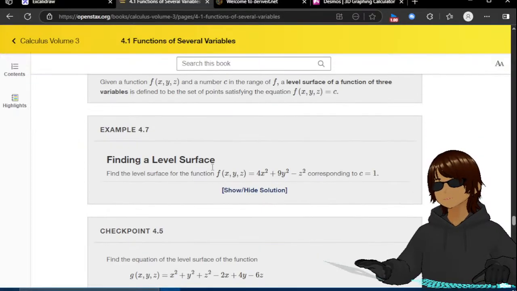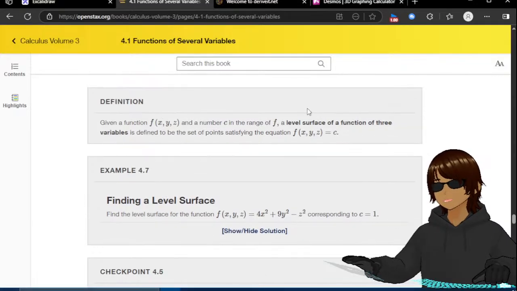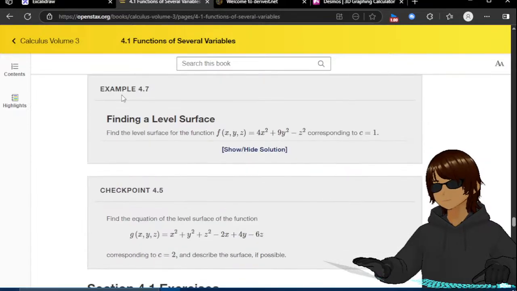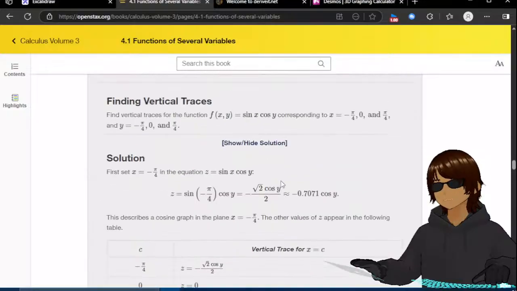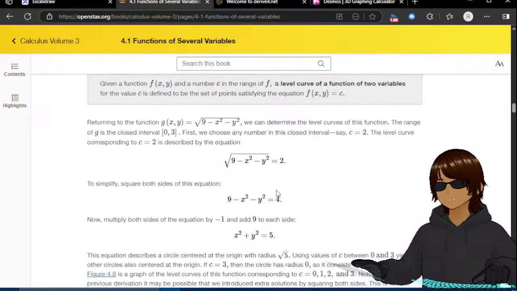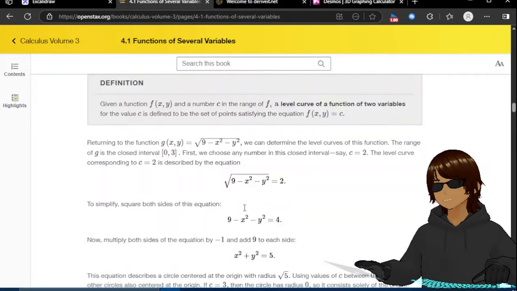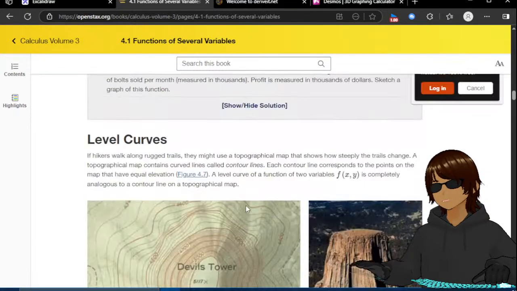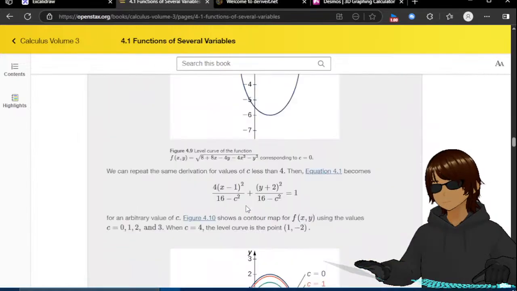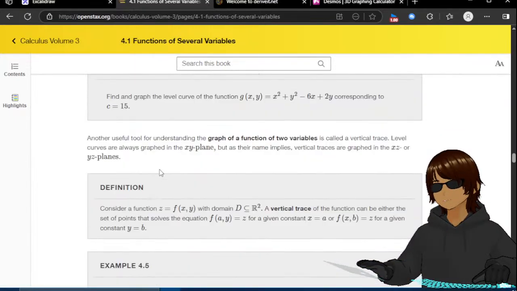It's like contour lines, but for three dimensions. A level surface. What do we call it before? We just call it contour lines, right? A level curve. Okay. A level surface and a level curve.